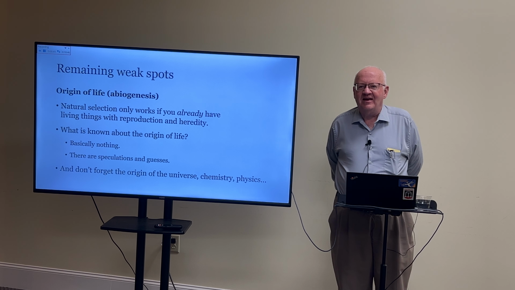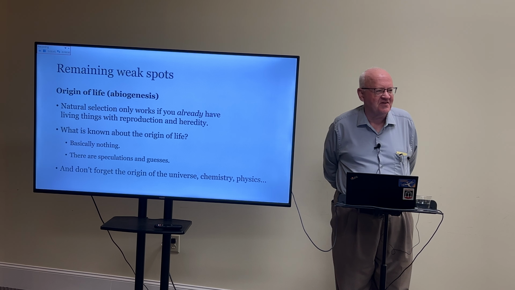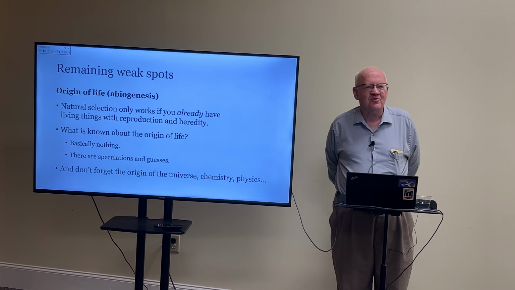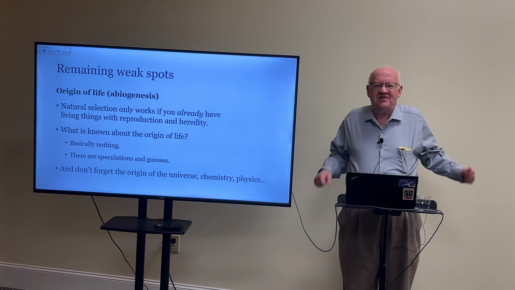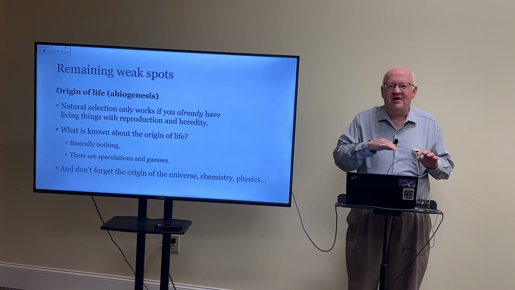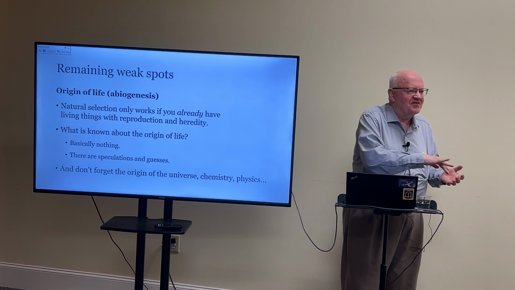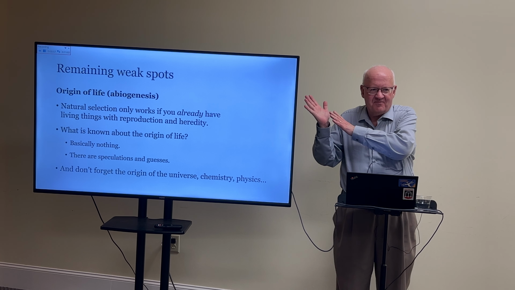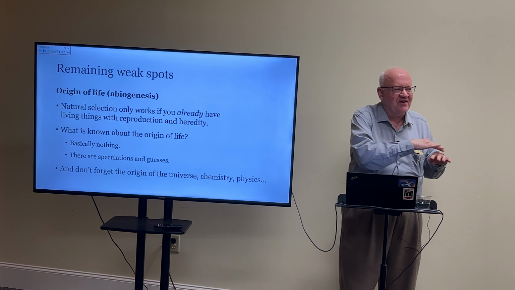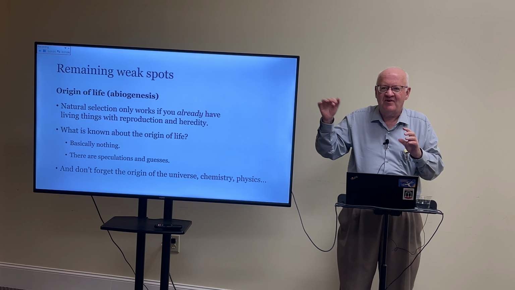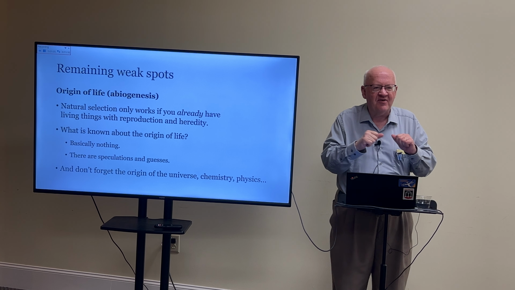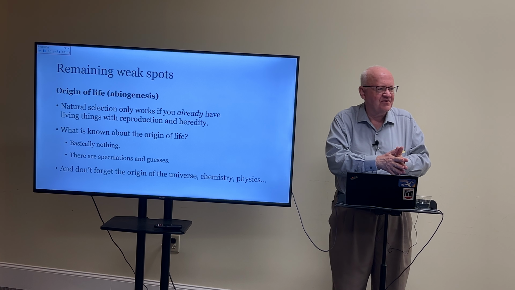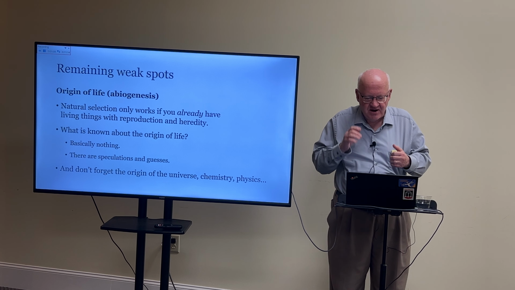And then you have also the origin of the universe and why there is such a thing as physics and chemistry and so forth. Where do you get any of this? Evolutionary theory doesn't give you an unbroken path from non-existence to the current state of the world. It doesn't do that. It only describes the development and diversification of life, given that life already exists and has reproduction and heredity.